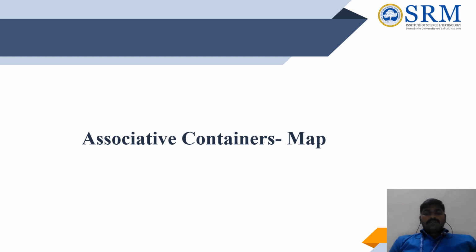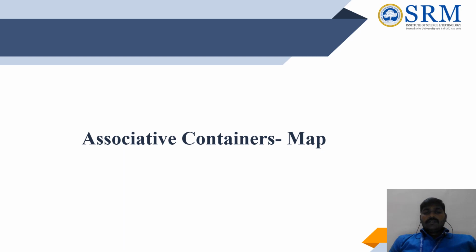So in today's class, we'll discuss associative containers. Before getting into associative containers, I want to revise what a container is. A container, in general, is a standard template library structure where we can store data, a way of organizing the data in an array format. We have two types of containers: sequence containers and associative containers.